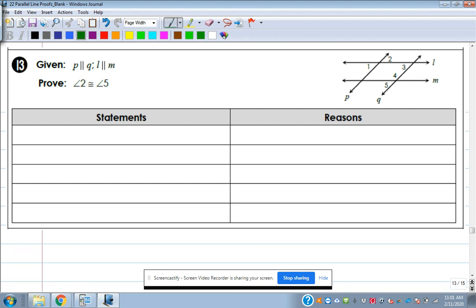All right, number 13, last one we're going to do together, and then I'm going to let you guys handle the rest of it. Line P is parallel to line Q, and line L is parallel to line M. They give us all of that stuff. That seems too easy then. And they want 2 and 5 to be congruent. But they're not on the same transversals, so.